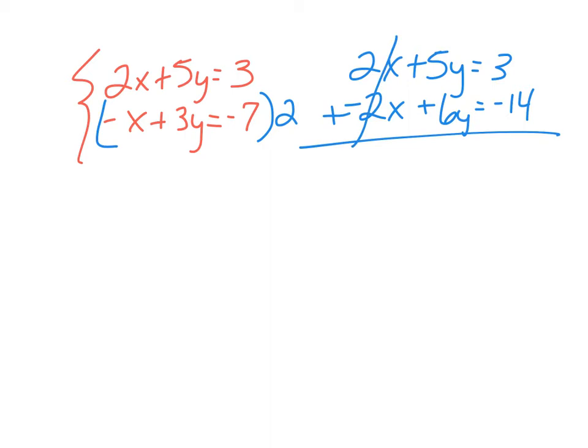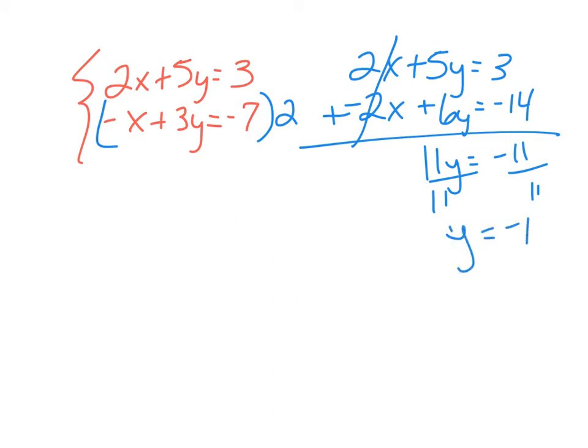So the x's are going to make 0. 5y plus 6y is 11y. 3 plus negative 14 is negative 11. Okay, so that is going to give me negative 11 divided by 11 is negative 1.